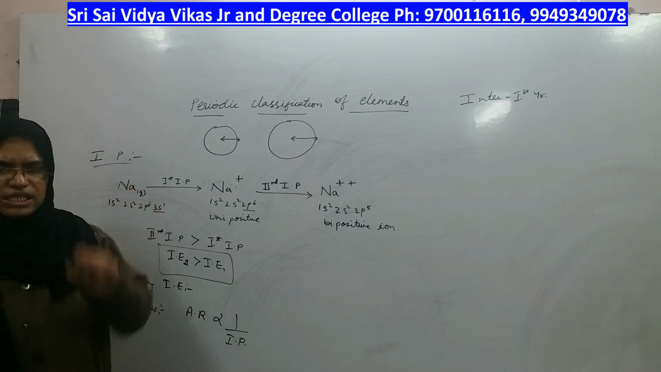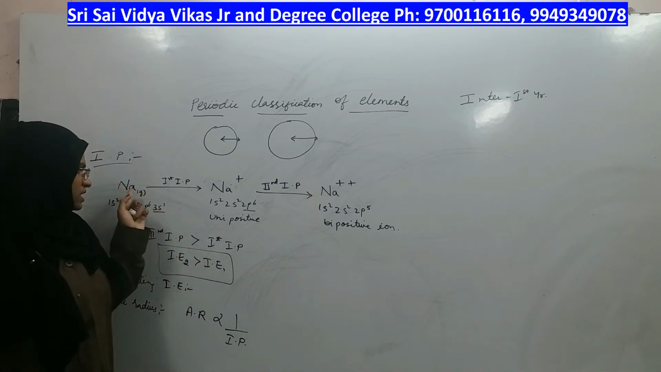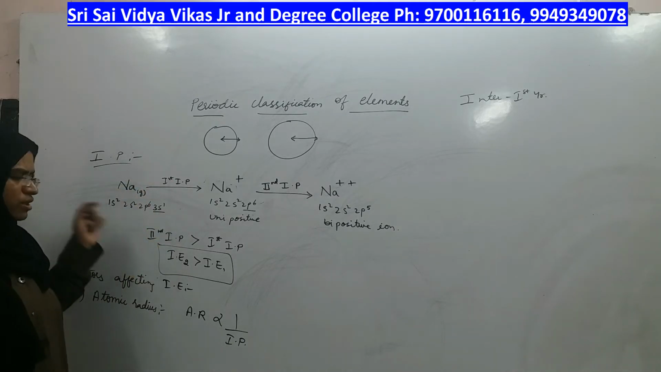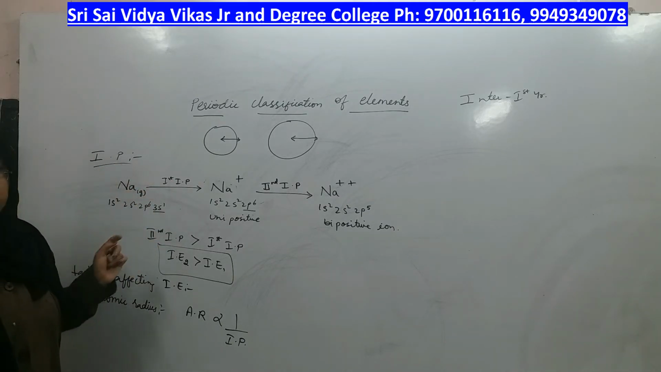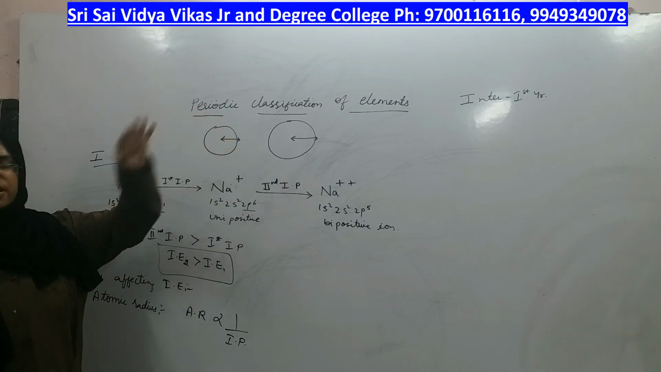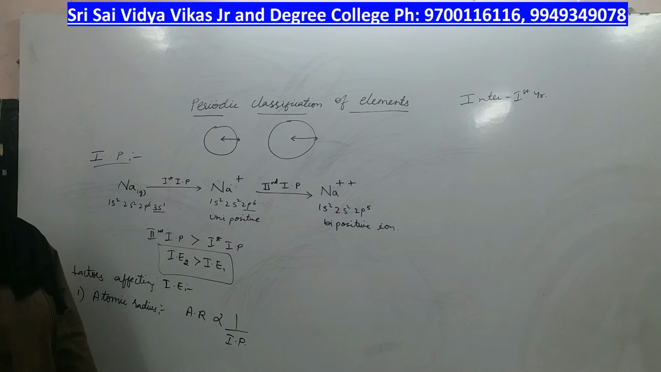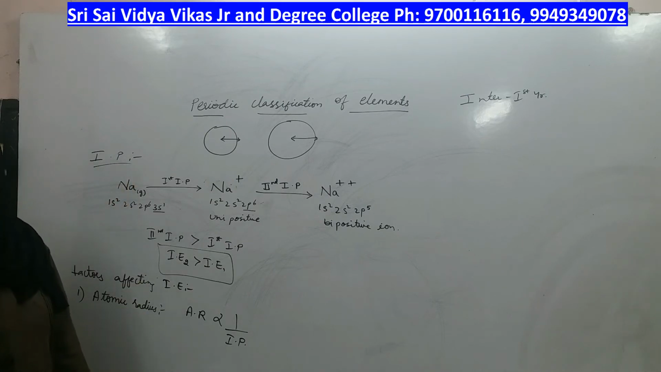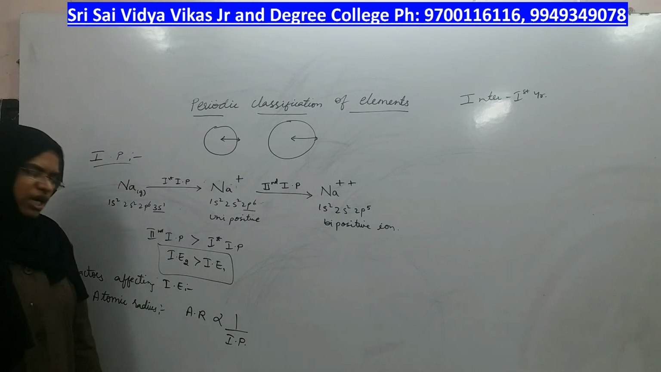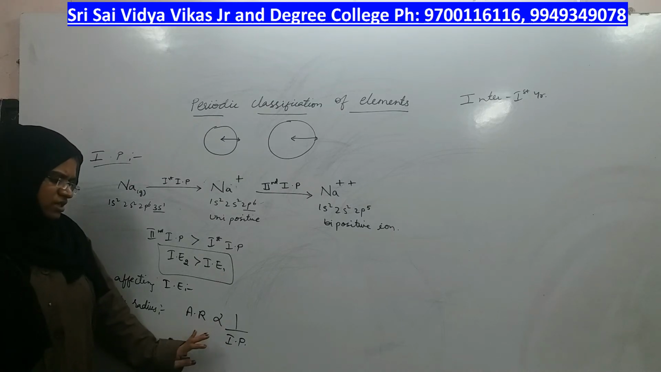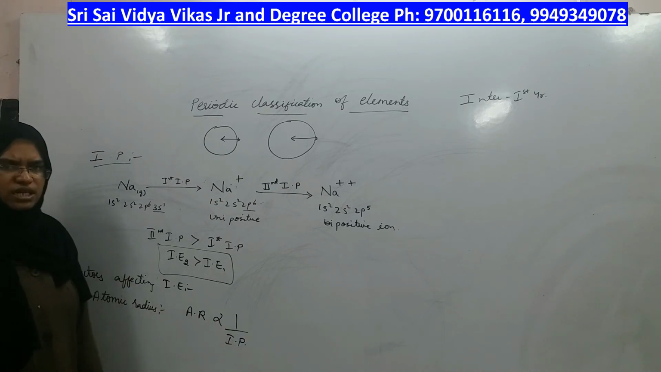Lithium will be of small size and sodium will be of larger size compared to lithium. Potassium will be of larger size compared to sodium. From top to bottom, atomic radius increases. If atomic radius increases, it is very easy for us to remove an electron, therefore ionization potential will also be very less. So from top to bottom, atomic radius increases and therefore ionization potential decreases. This is the pattern of atomic radius related to ionization potential.